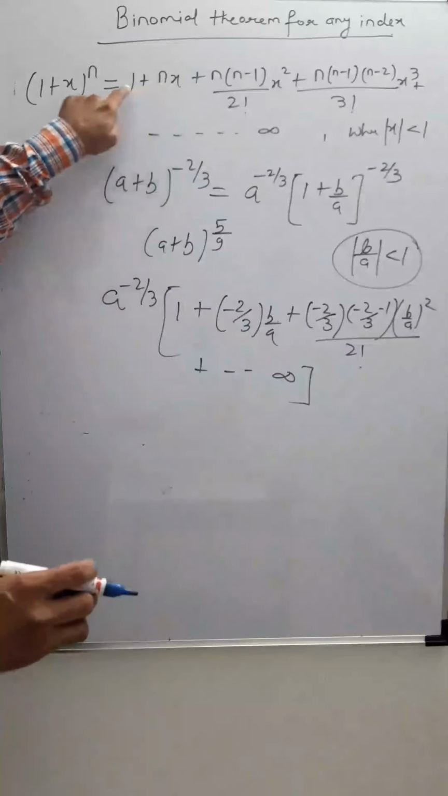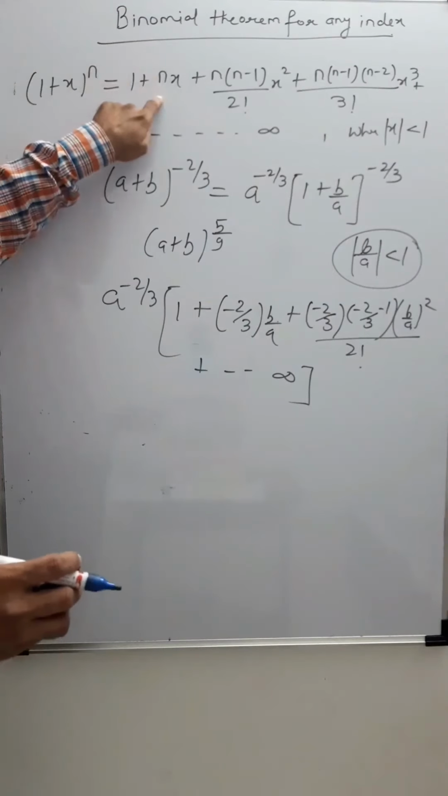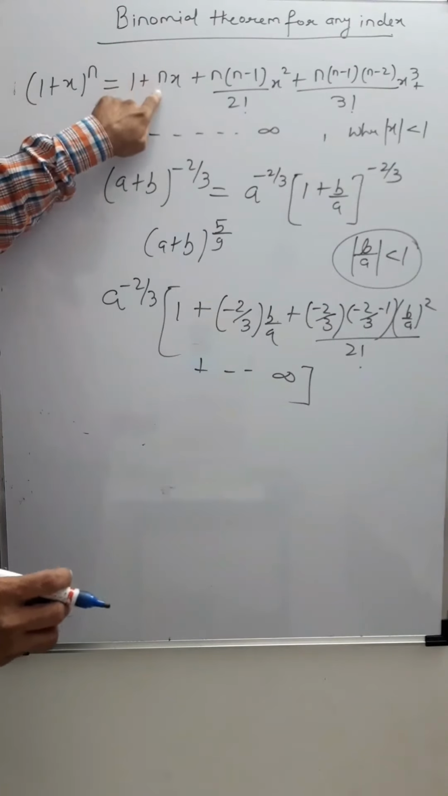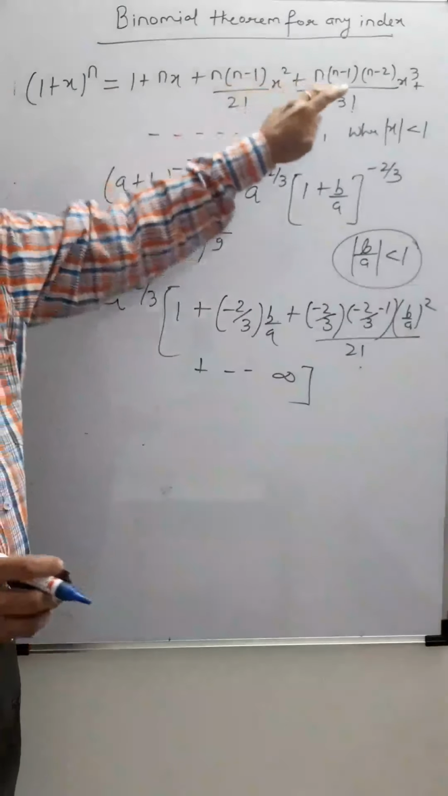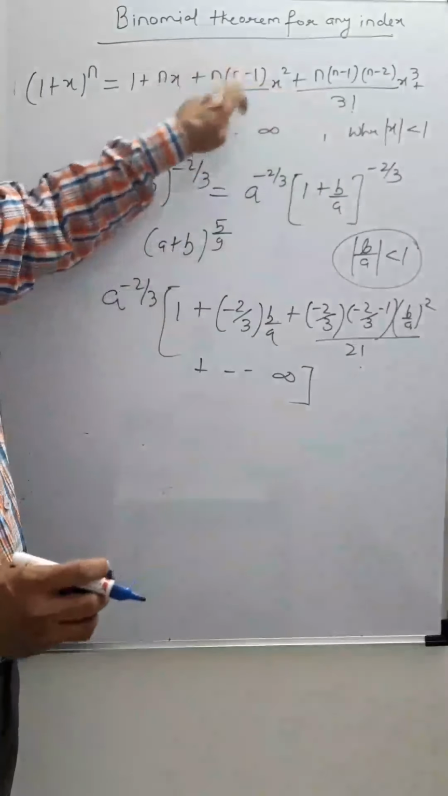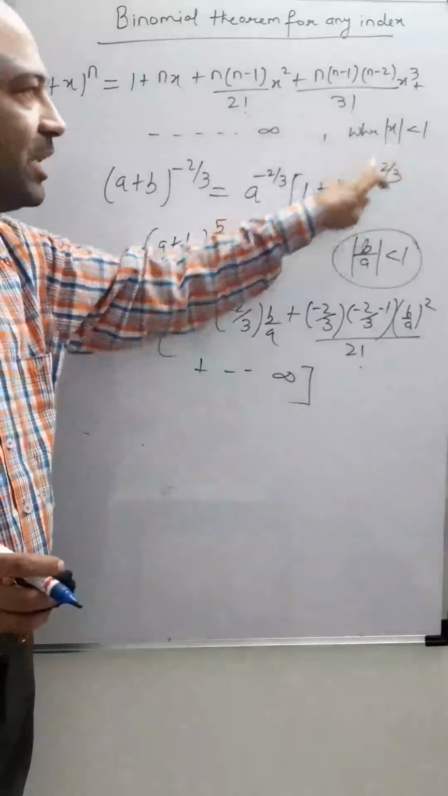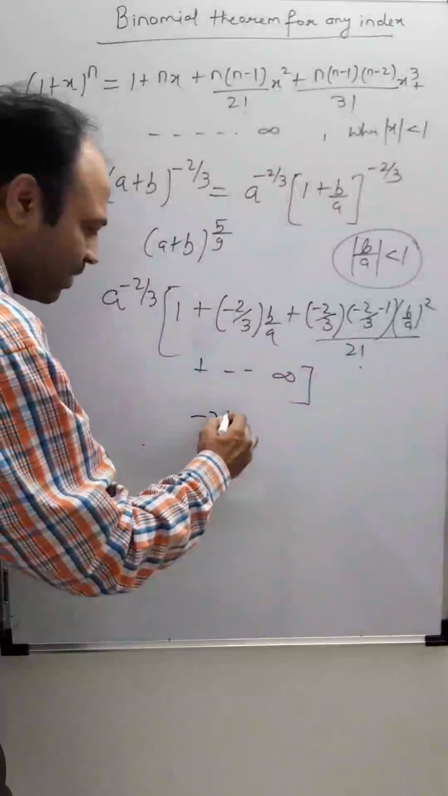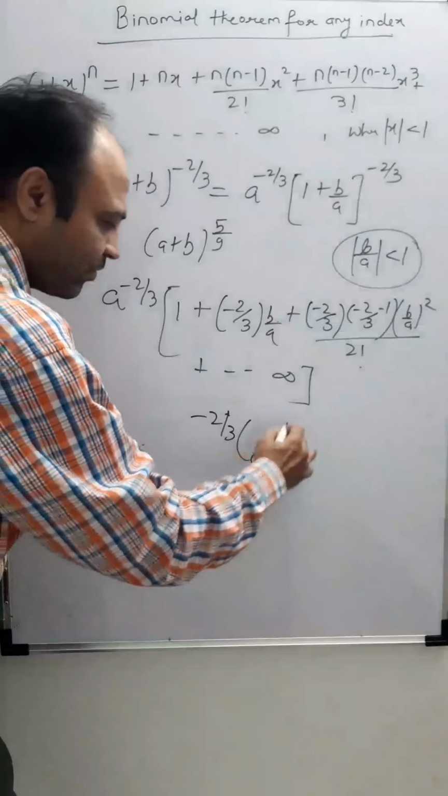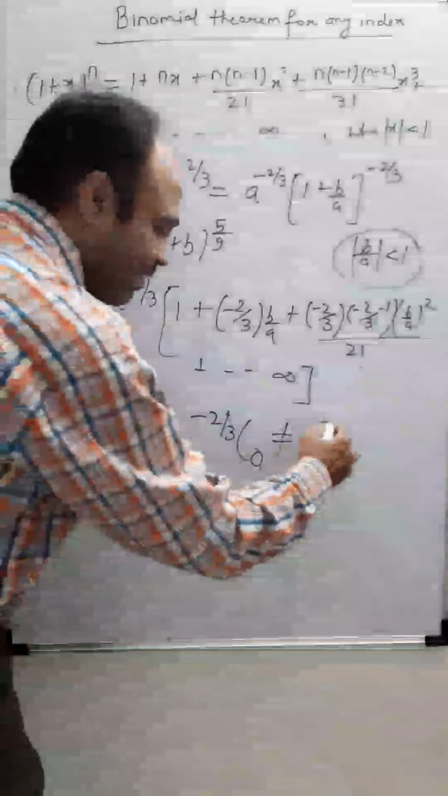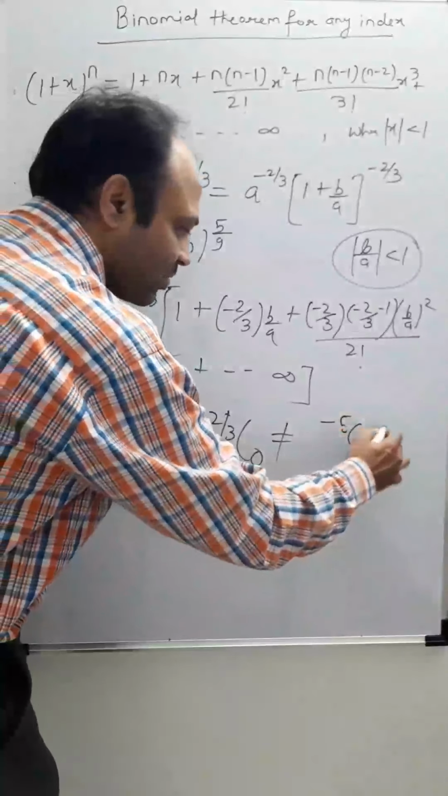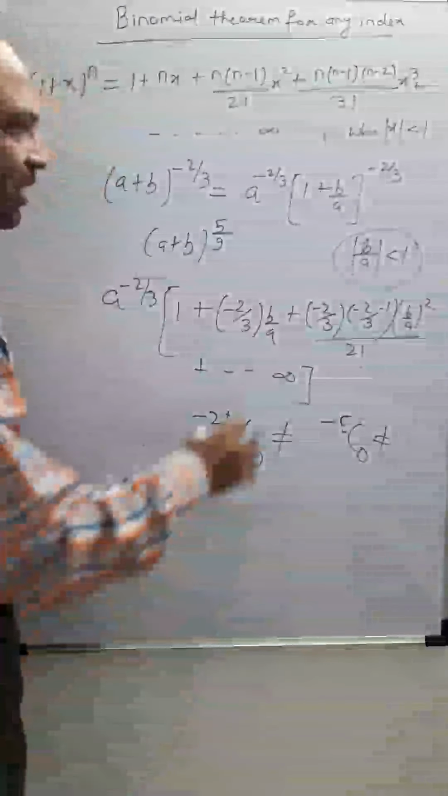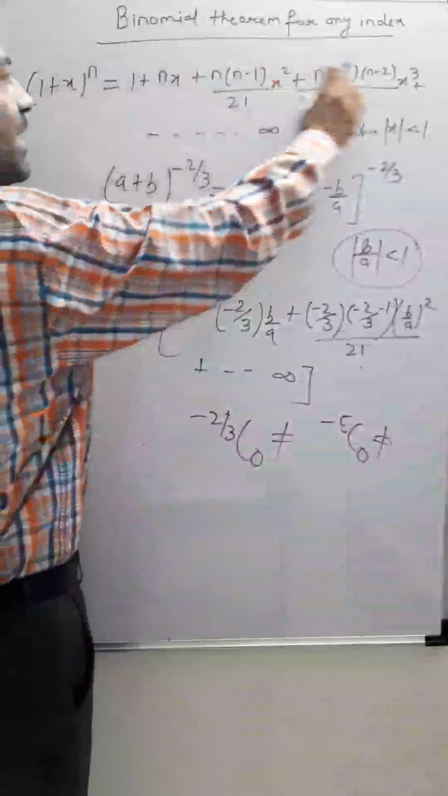Here, in fact it is nC0, nC1. When you expand nC1, you write n. We have written n into (n minus 1) form. If you write nC0, nC1, we cannot get the values of these powers. We can't calculate minus 2 by 3 C0. Fine, these are not existing. Even minus 5 C0, that is also not existing. So that's why this result is uniform.